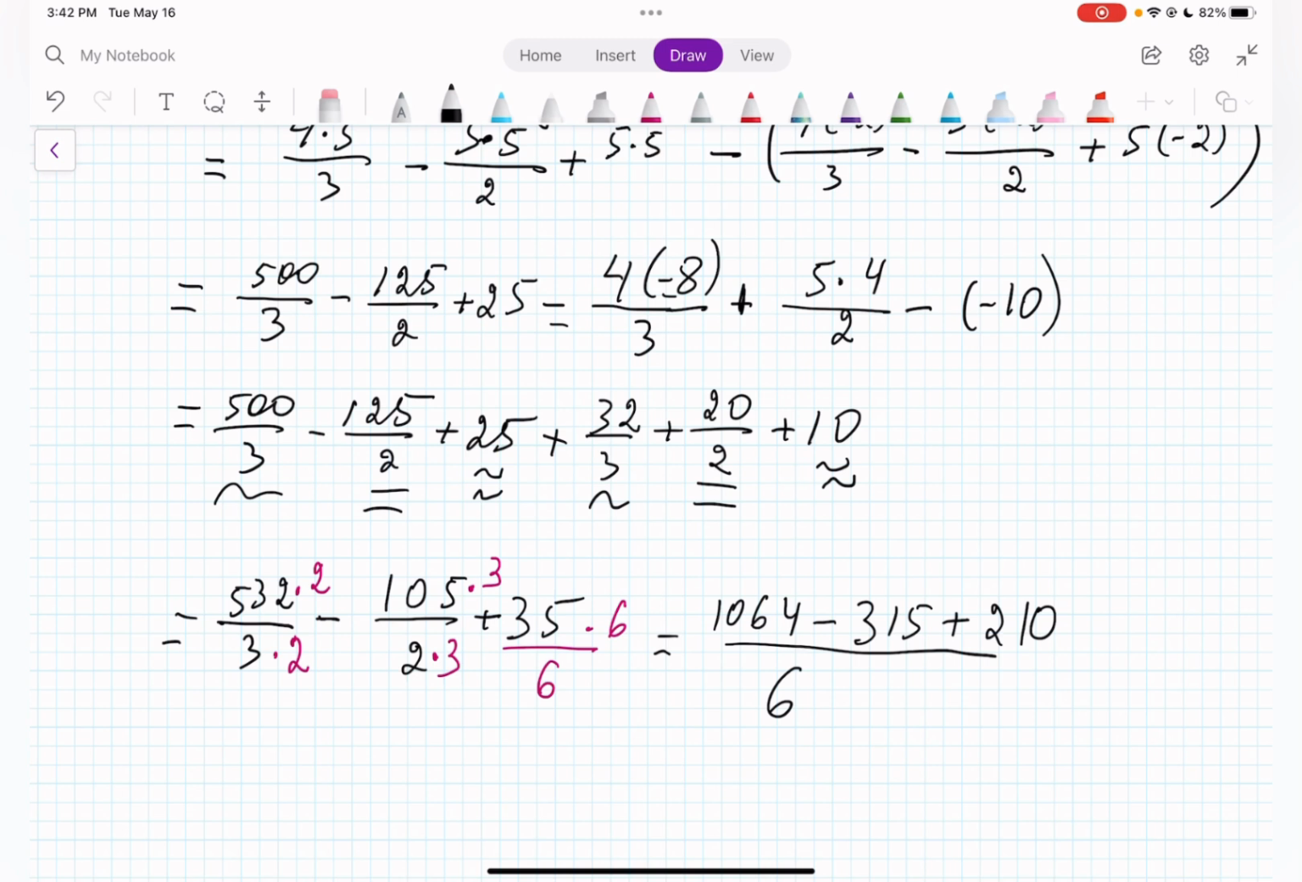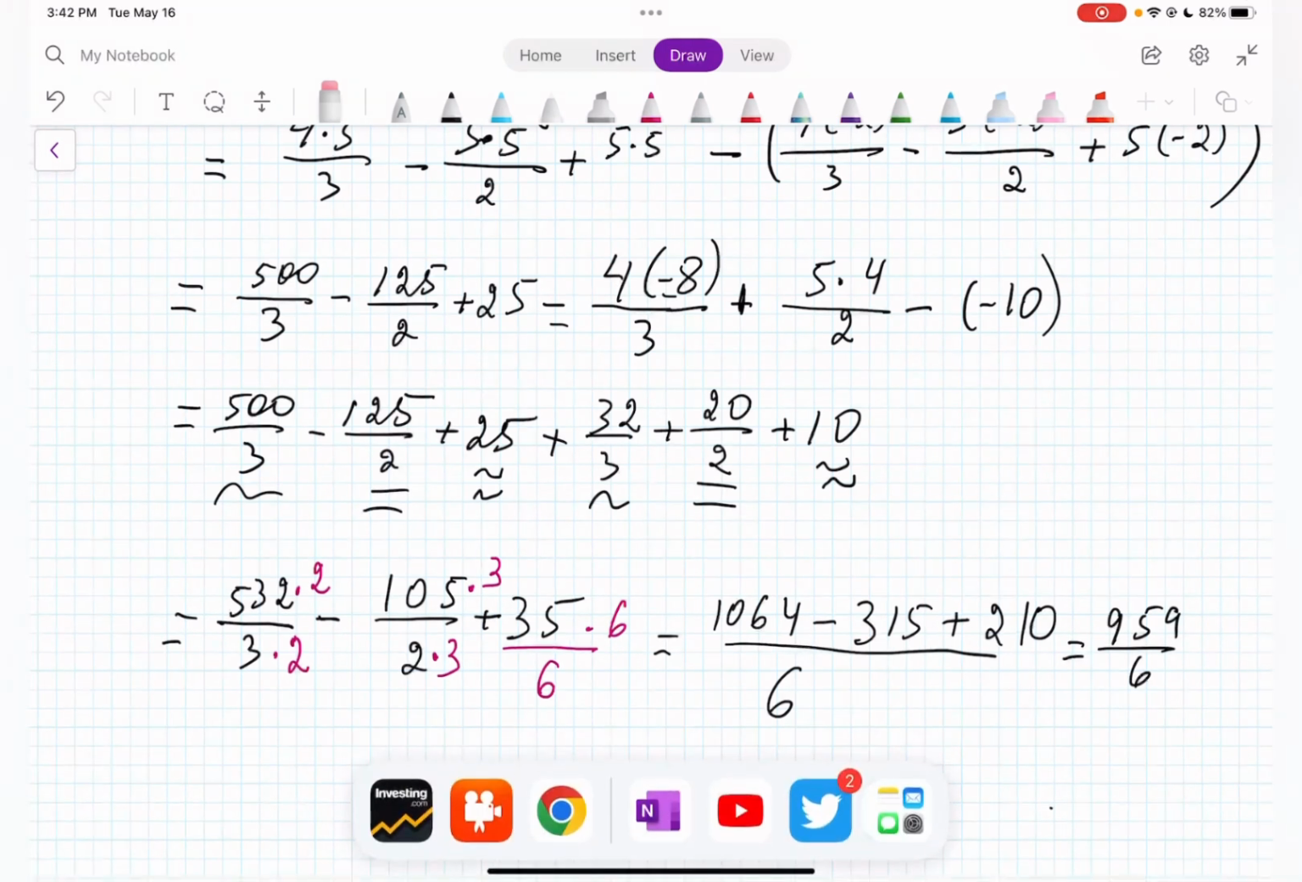I'm getting 959 over 6. Since my 6 is divisible by 3, let me see if 959 also divisible by 3. 9 plus 5 plus 9. 9 plus 5 is 14. 14 plus 9 is 23. Nope, we can't reduce, so we get stuck. This is going to be our answer, 959 over 6.